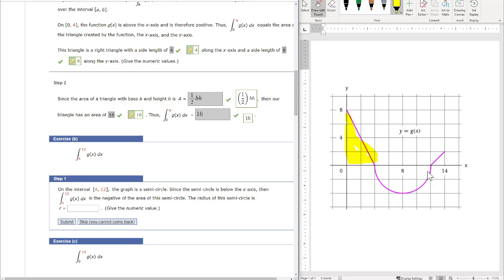Our next step is to find the area between 4 and 12. So this is the semicircle. So the graph is a semicircle, and since the semicircle is below the x-axis, then this integral is going to be the negative of the area of the semicircle itself. Let's see what the radius of the semicircle is. It goes from 4 to 8 to 12, so I think that has a radius of 4.